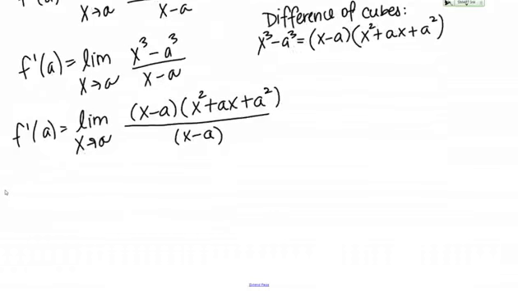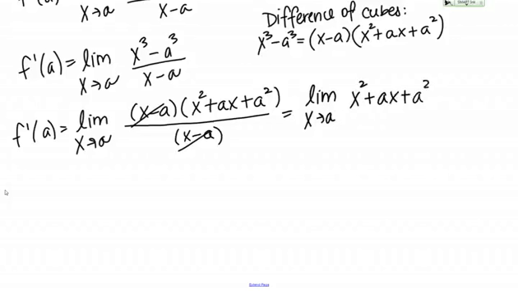So I think you'll now see why this difference of cubes formula was so helpful in this case, because factoring the numerator in that way allows me to see that I have a common factor in the top and the bottom that can be canceled out. This x minus a factor, and then we have the limit as x goes to a of x squared plus ax plus a squared.